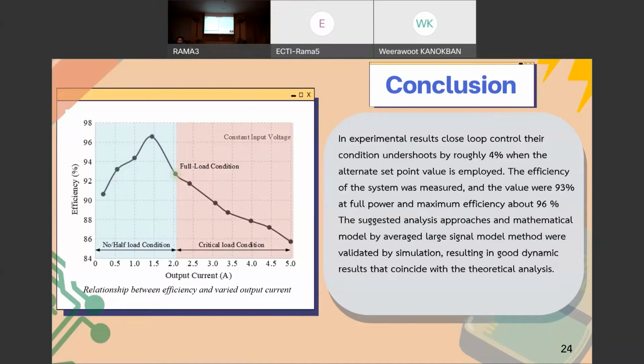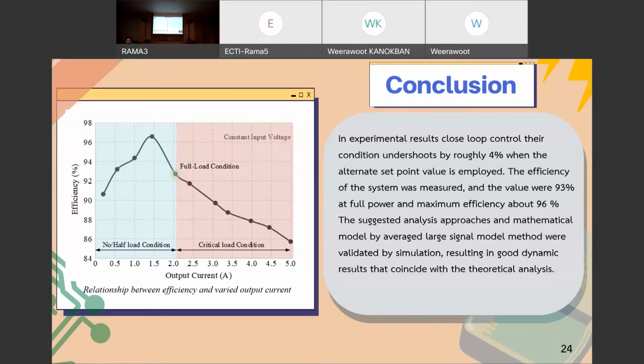When an alternative set point value is employed, the efficiency of the system was measured and the value was 93% at full load and maximum efficiency about 96%. The suggested analysis approach and mathematical model by averaging large signal model method was validated by simulation. The result is a good dynamic result that concurs with the theory analysis.